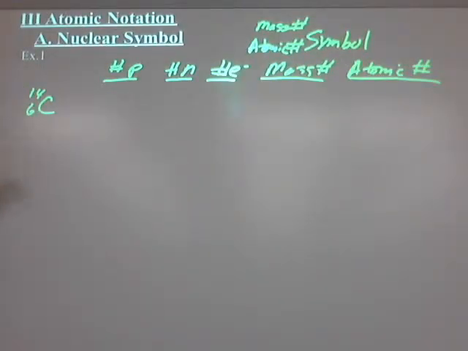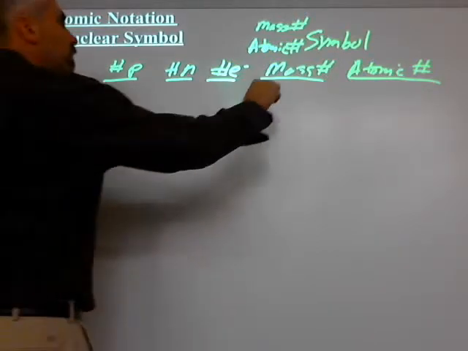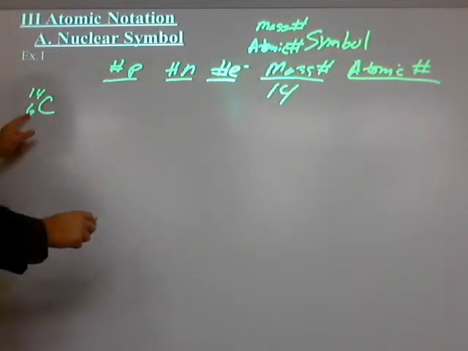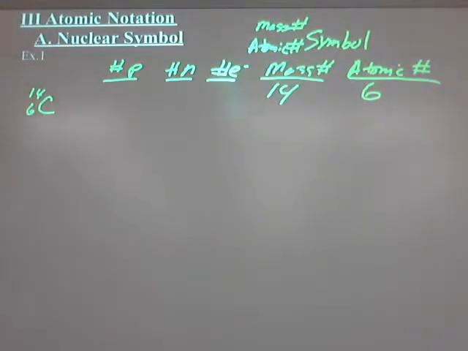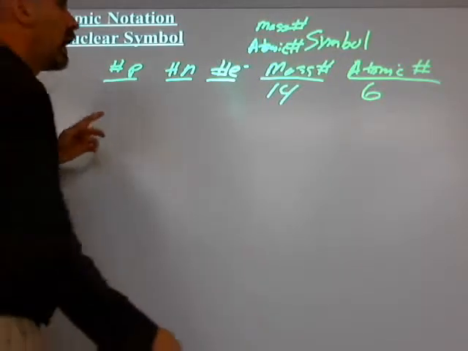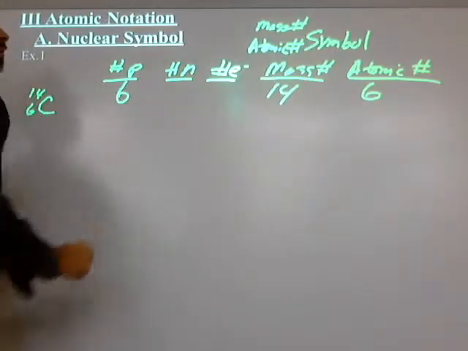All right, so carbon 14. However, this one you can see up there. And you don't need it for this guy, though, because it tells you what the mass number is, 14, and it tells you what the atomic number is, 6. So if I know the atomic number is 6 and the mass number is 14, can I fill in the rest of that stuff? Sure. I know how many protons he has, because the atomic number is the number of protons.